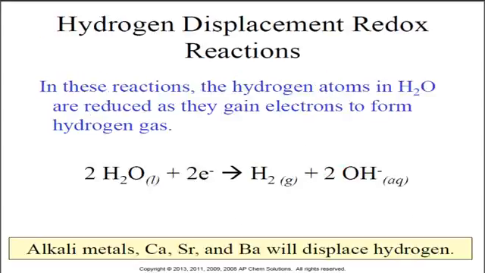In a hydrogen displacement reaction, the hydrogen atoms in water are going to be reduced as they gain electrons to form hydrogen gas. And you can see that process here. We've got water and 2 electrons forming hydrogen gas and 2 hydroxide ions. All group 1A metals, and calcium, strontium, and barium from group 2A, are going to displace hydrogen gas from water when they're in their elemental form.